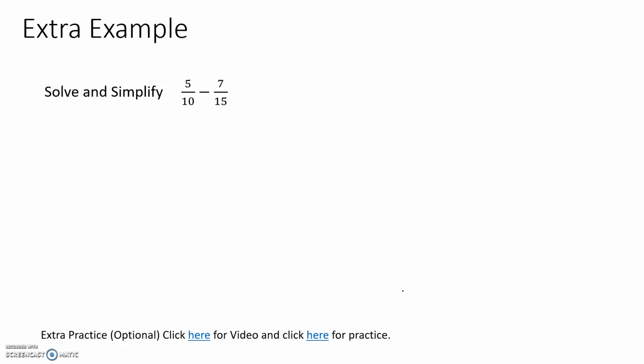Okay, so those of you that want to go ahead and do the extra example. So I have 5/10 minus 7/15. I'm going to write my problem. So 5/10 minus 7/15. Right, now I want to get those denominators the same, and I'm going to look for the biggest number between 10 and 15. 15 is bigger, and I'm just going to start saying all the multiples of 15 until I get one that 10 has a common multiple.